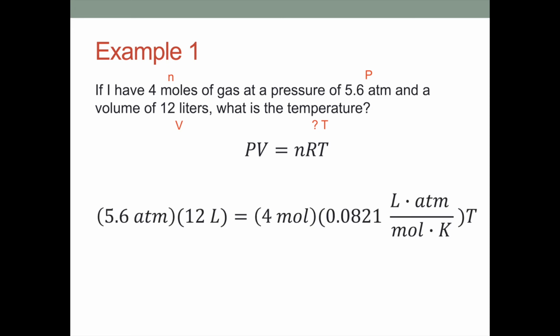So when I plug in here, my pressure is 5.6 atmospheres. The volume is already in liters, good, 4 moles. Now the R I want to use is the one in atmospheres, which is 0.0821. And then my temperature is my variable X. So when I solve for my temperature, I get 205 Kelvin.